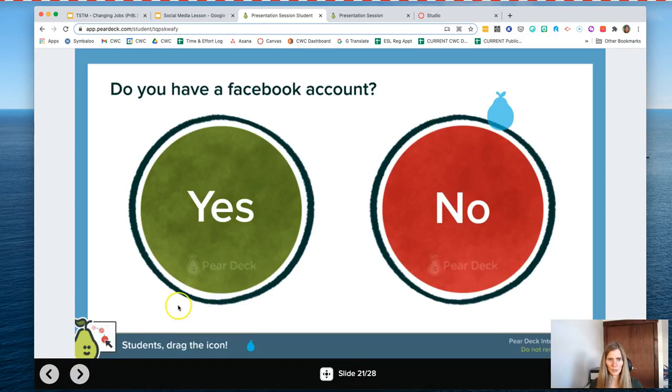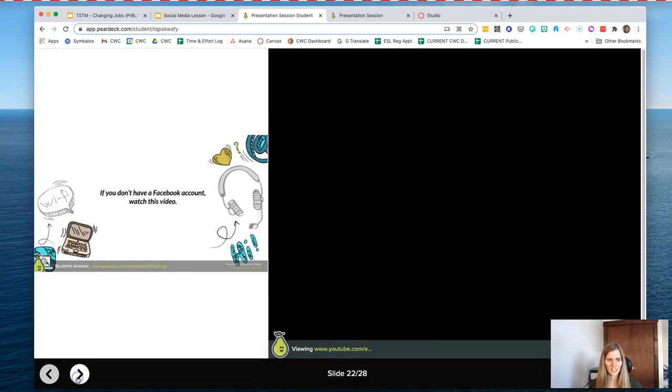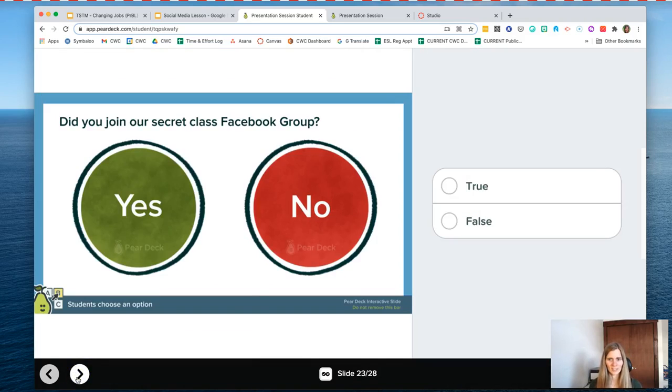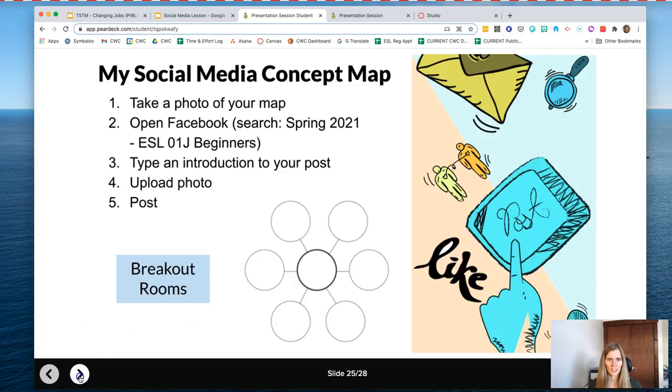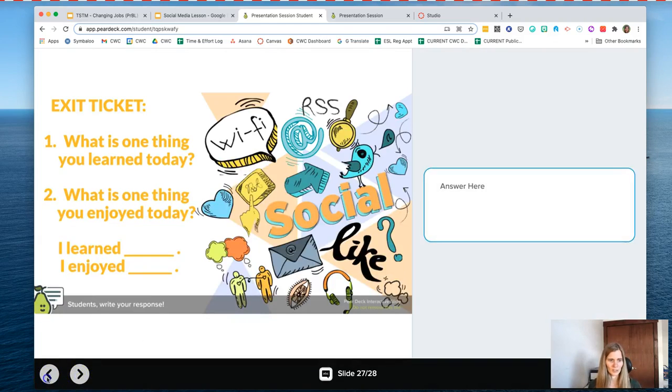And we made a Facebook group, and everyone was able to join the group, and they were supposed to post the picture of their concept map. It was difficult to show a demonstration, but everyone figured it out, and then we did an exit ticket at the end.